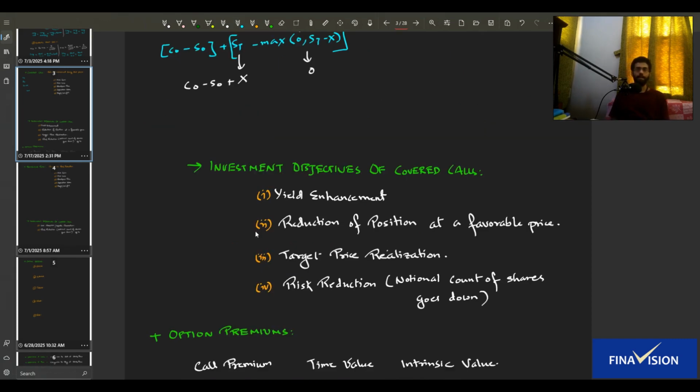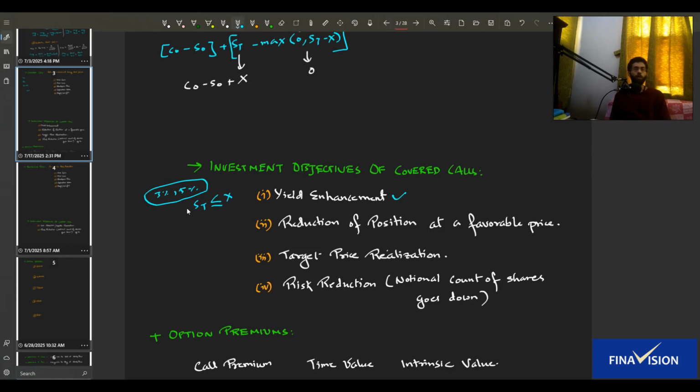Now friends, we will be discussing the investment objectives behind a covered call. The first obvious objective is yield enhancement. So let's say the call premium is 3% or 5% or whatever, and there can be two scenarios. Either the spot price at the expiry is not greater than the strike price, so it is less than or equal to the strike price. In this case, the option does not get exercised and there is an extra premium earned, 3% or 5% or whatever is the premium percentage. That extra yield is earned through this selling of the call.